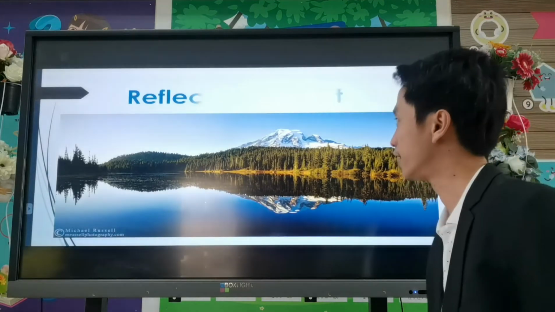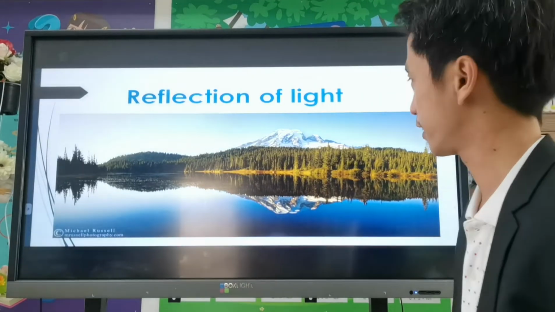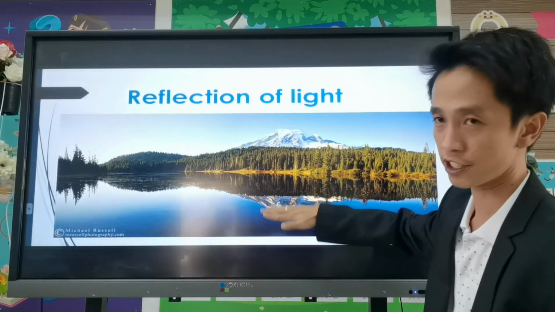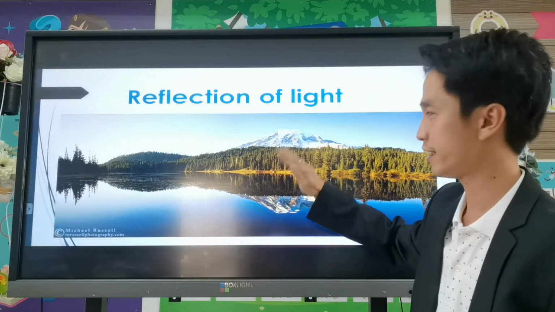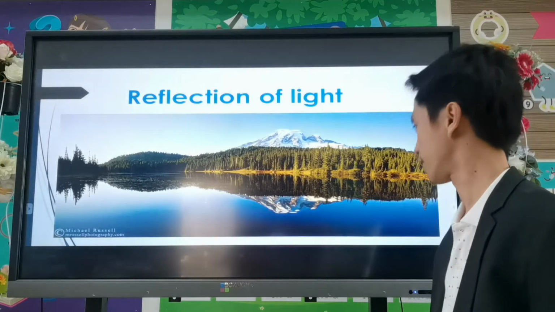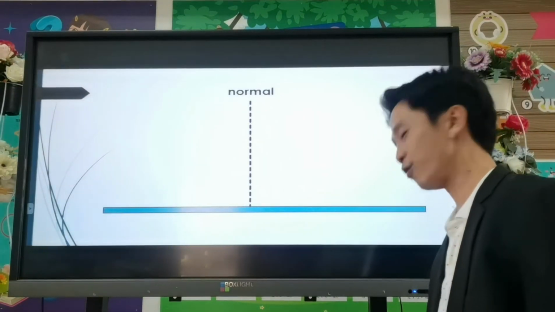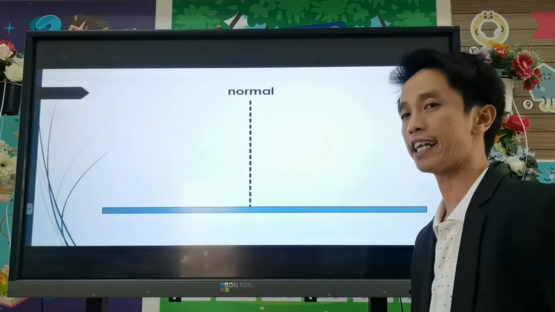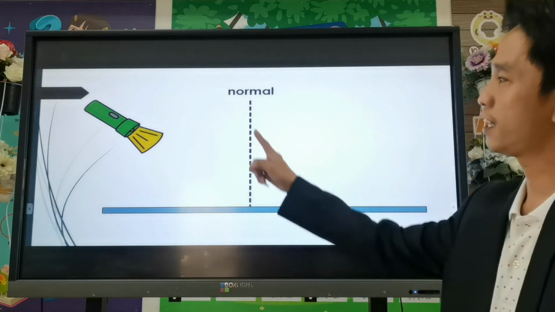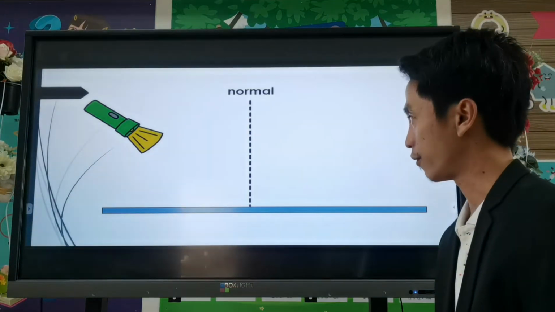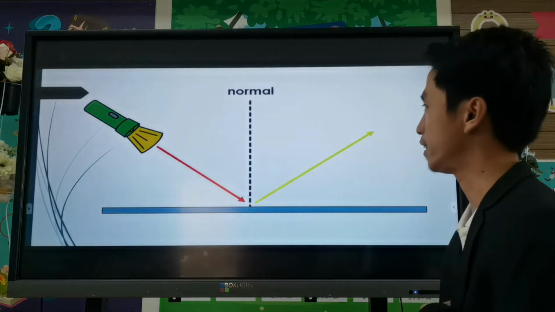Okay. Here is the example of reflection of light. This is the reflection of lights. This is the original, and this is only the reflection. Okay, next. I have here a diagram so that I can explain to you what is the reflection. Here's the torch or a flashlight. If the flashlight flashes and it bounced like this.